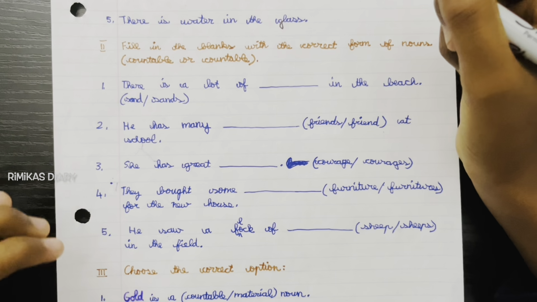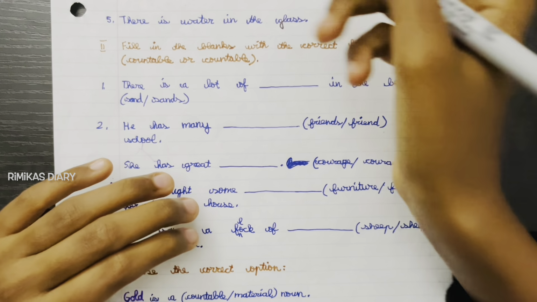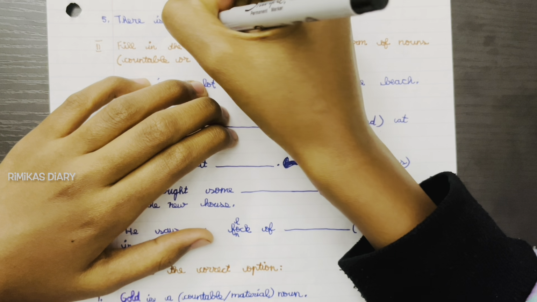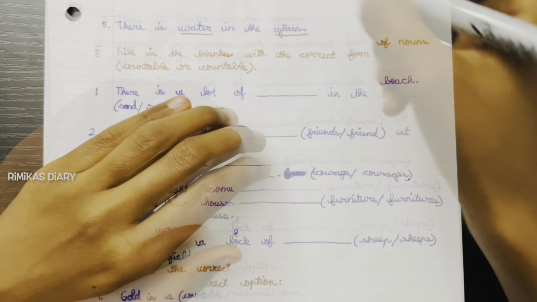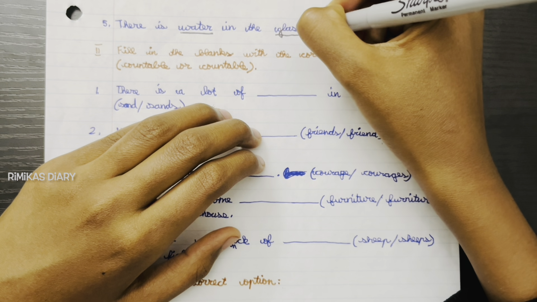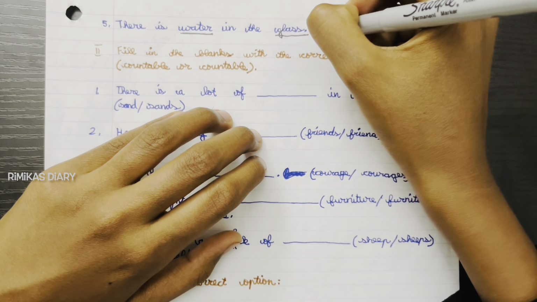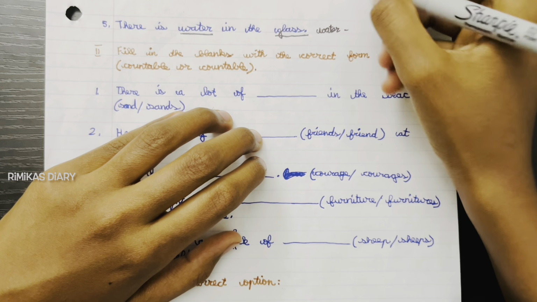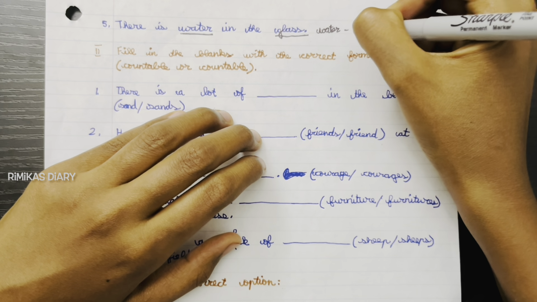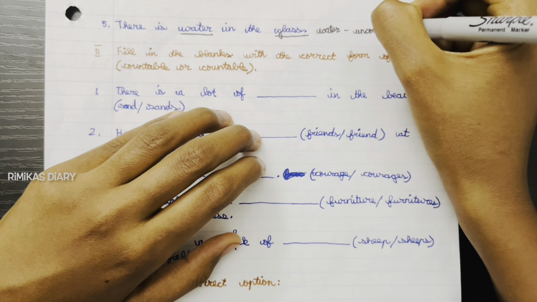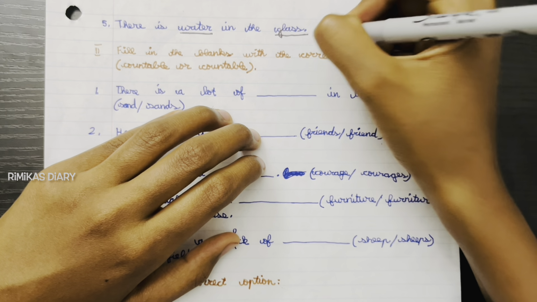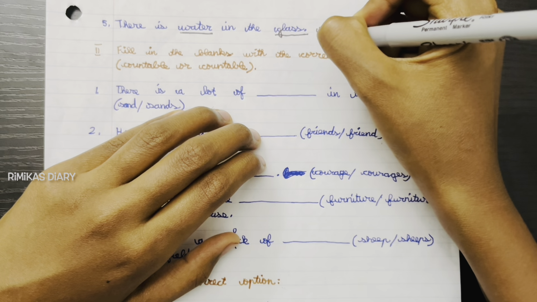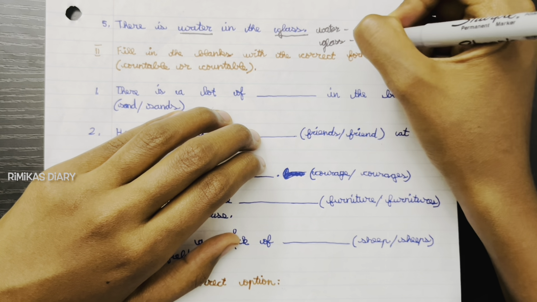Fifth question. There is water in the glass. So water, glass. So here, water is an uncountable noun. And glass is a countable noun.